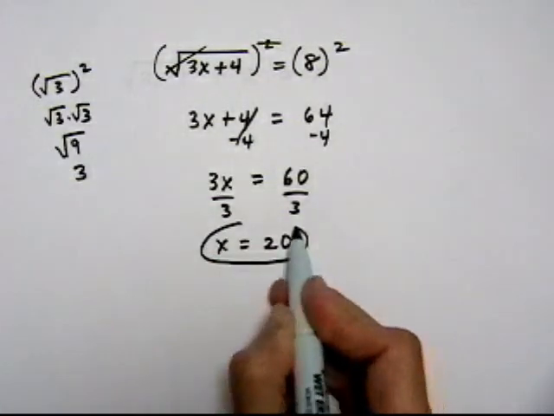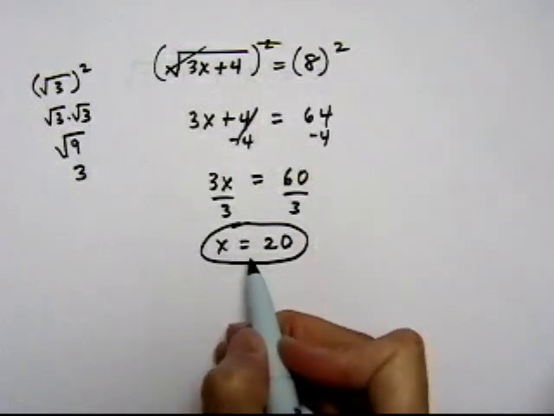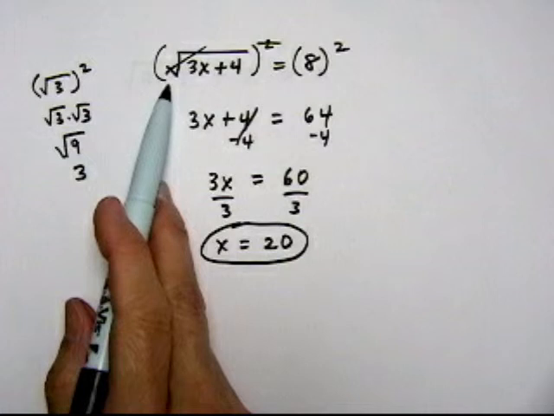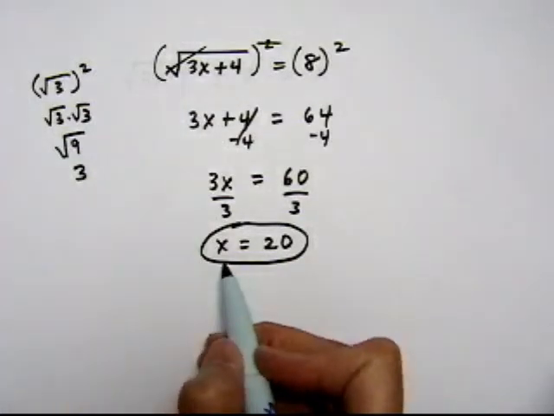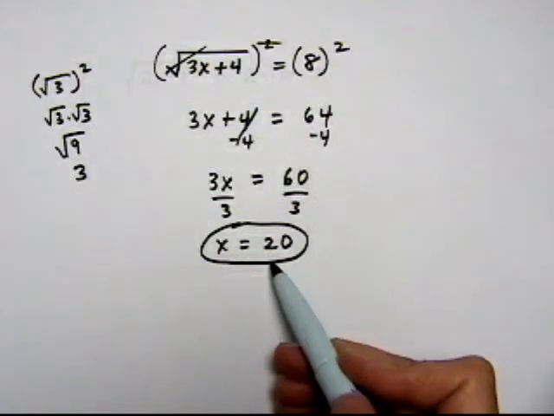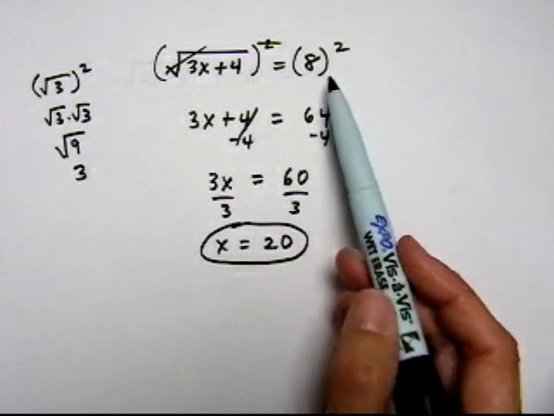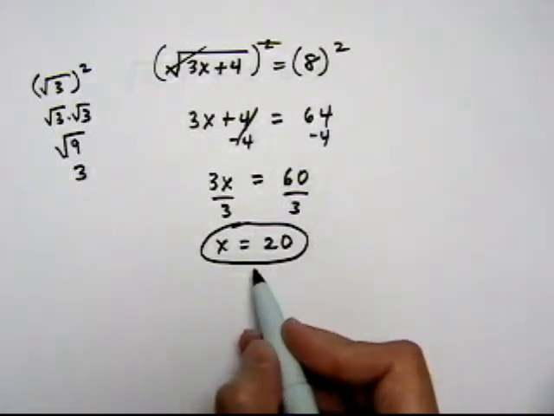So we have a solution, but when you're doing square root equations, always check that your solution works when you put it back into the original equation. The reason you always want to check is because sometimes you can do the math steps all correctly and get a solution, but the solution will not work in the original equation. It's a false solution, or what's called an extraneous solution. So let's go ahead and check that out.